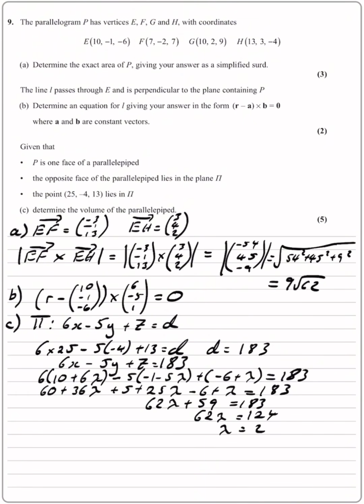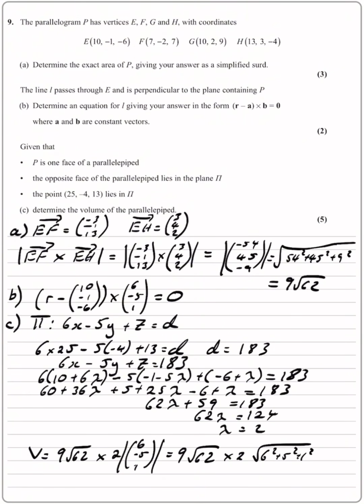Then using the formula for calculating the volume of a parallelepiped, A dot B cross C, well, we've already done the modulus of B cross C, so that's 9 root 62, so dot that with A, so that's going to be 2 lots of the modulus of the vector 6, minus 5, 1, so 9 root 62 times 2 lots of Pythagoras, that 6 squared plus 5 squared plus 1 squared gives me a volume of 1,116 cubic units. Well done if you got that one. All right, great.